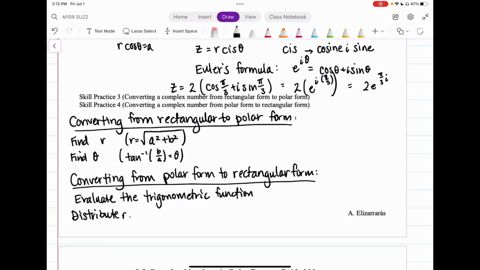To convert from polar form to rectangular form, you first evaluate the trigonometric function, and then you distribute your r value. So for the above function, z equals 2 times cosine pi over 3 plus i sine pi over 3, you would find what cosine of pi over 3 is from the unit circle and what sine of pi over 3 is from the unit circle. And then you would distribute the 2, and then you would have your answer in rectangular form.